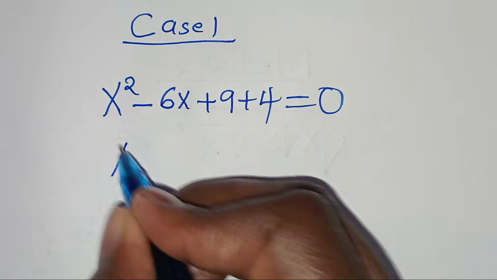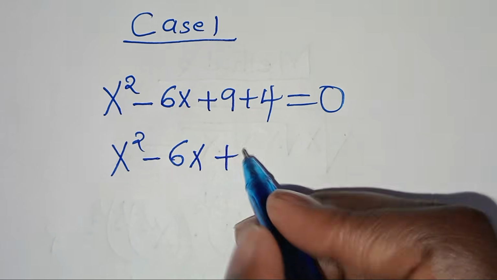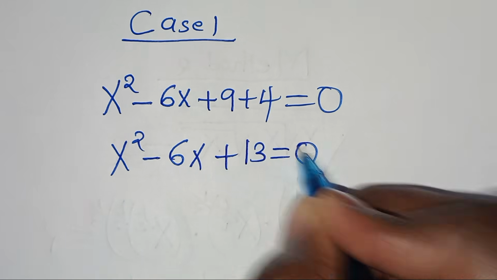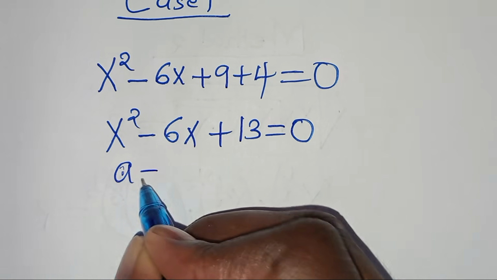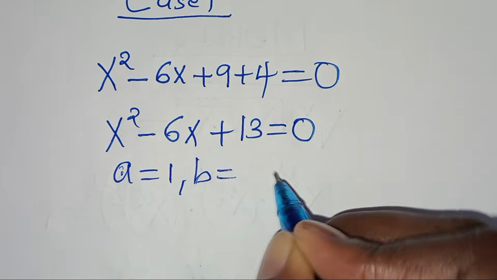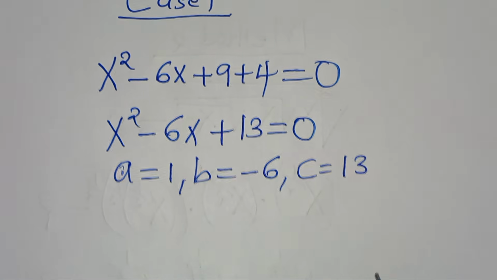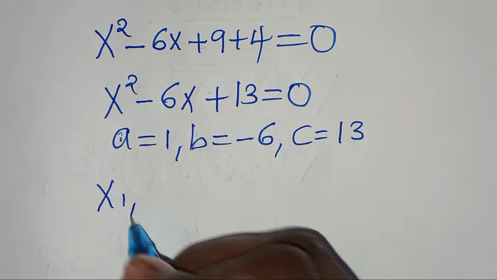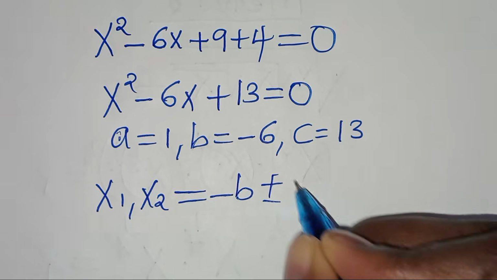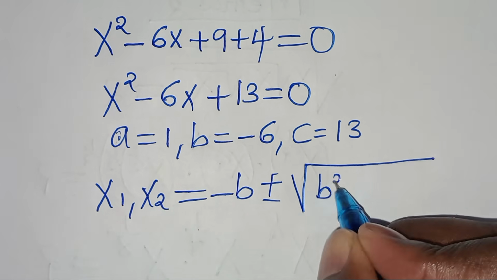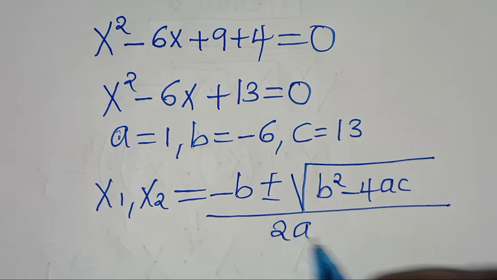So here we have x to the power of 2 minus 6x, then plus 9 plus 4, this is 13, and this is equal to 0. This is a quadratic equation where a is equal to 1, b is equal to minus 6, and c is equal to 13. So we can solve for x1, x2 by applying the quadratic formula, which is minus b plus or minus the square root of b squared minus 4ac, everything divided by 2 times a.